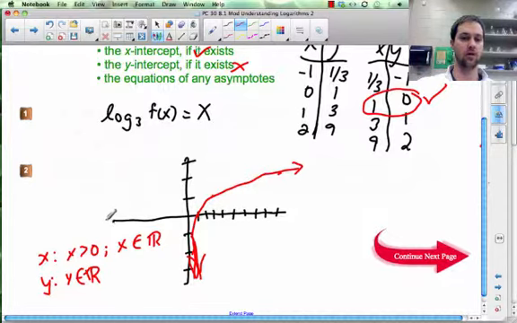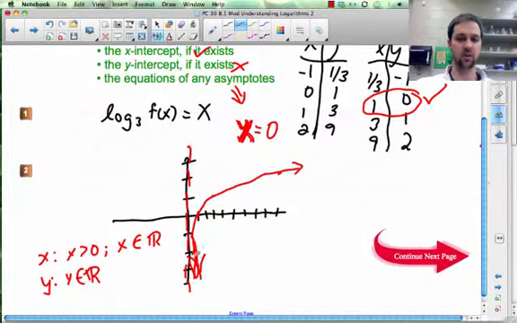Just like with your exponential function, it will never cross the x-axis unless it's been shifted. This one will never cross the y-axis because it's the inverse, so it just flips about that line, and the axes have the opposite function. The equations of any asymptotes: because it will never cross this line, the equation of the asymptote is going to be the x equals 0 line. So this axis, the y-axis, is where you will find the asymptote, x equals 0.